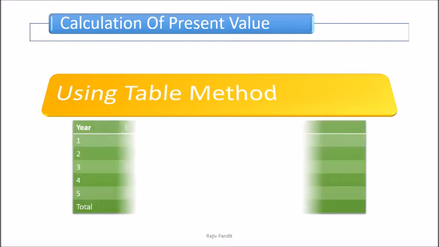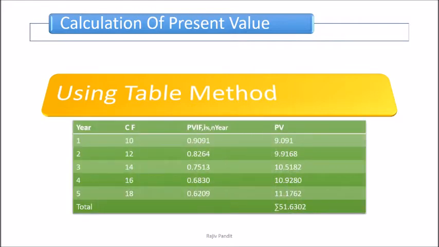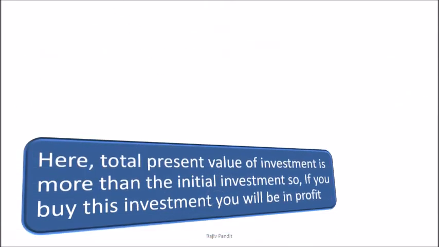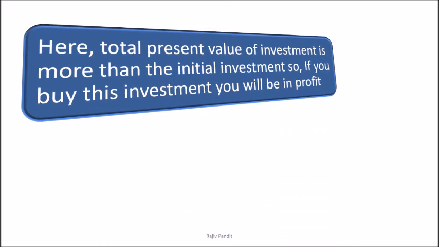For this, we have to calculate the present value of these cash flows. Now, calculation of present value using the table method: year, cash flow, present value factor, and present value. The different cash flows at different years are given, and we calculate the present value as 51.6301 million. Here the total present value of the investment is more than the initial investment. So if you buy this investment, you will be in profit.